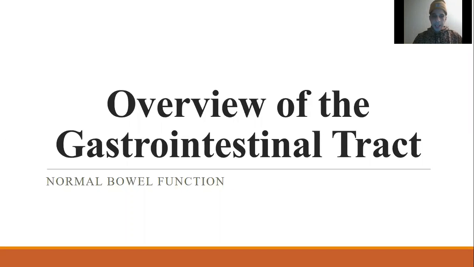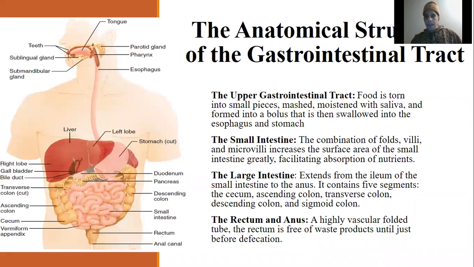Overview of the GI tract, normal bowel function. We have the anatomical structures of the GI tract, which start with the upper GI tract, the small intestine, the large intestine, and the rectum and the anus. So starting at the upper, the food is torn into small pieces, mashed and moistened with saliva when it's put into your mouth, formed into a bolus, and swallowed down into the esophagus and the stomach.